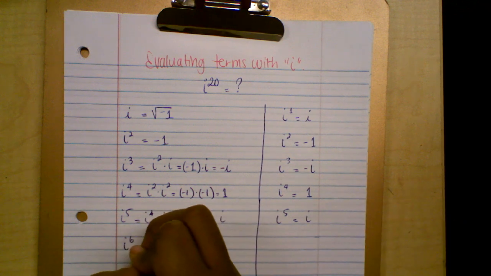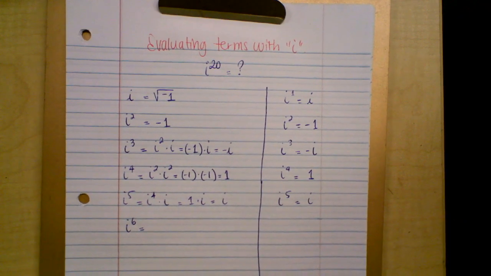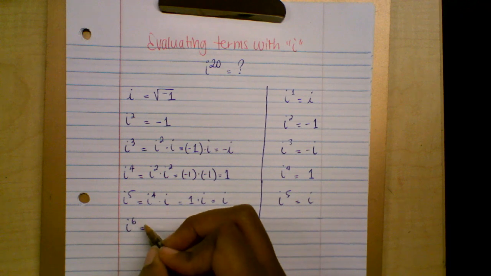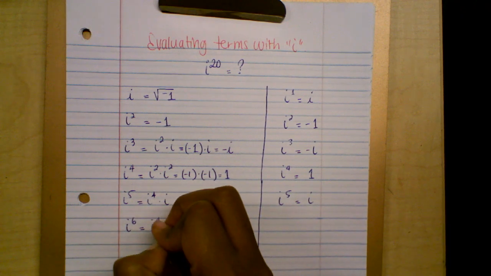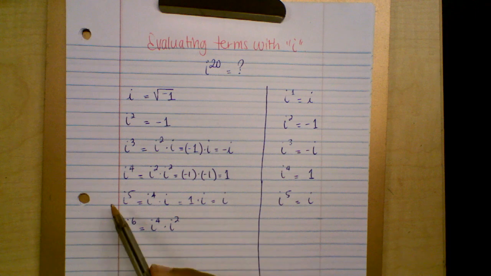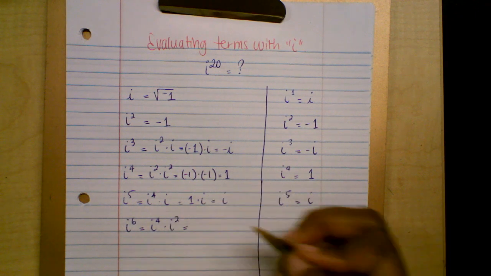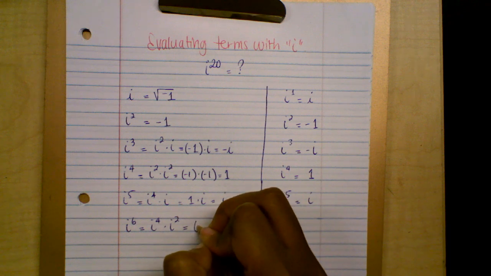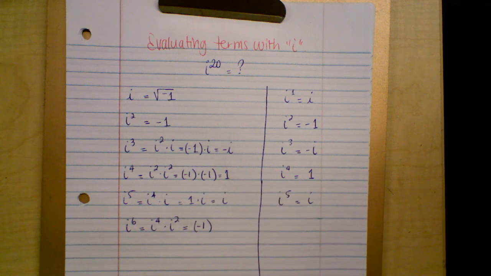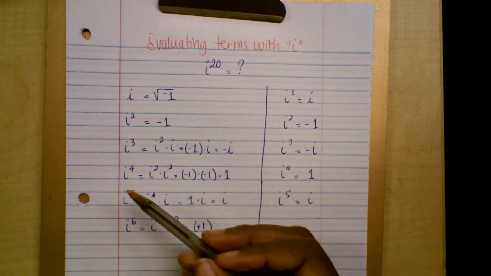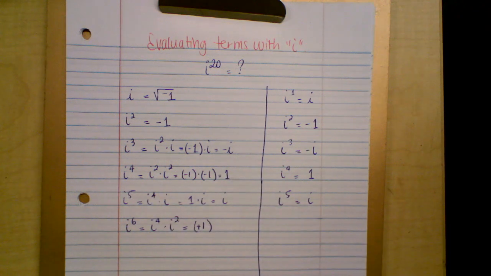What about i to the 6th power? I can rewrite this as i to the 4th power times i squared, or I can use i to the 5th power times i, that's the same. So i to the 4th power I know is +1. Let me fix that, sorry.